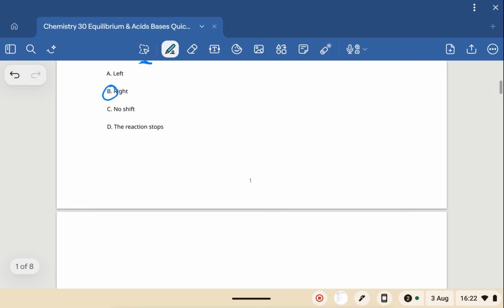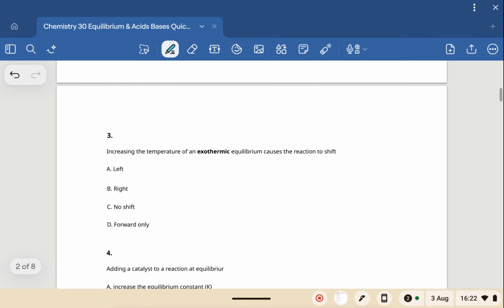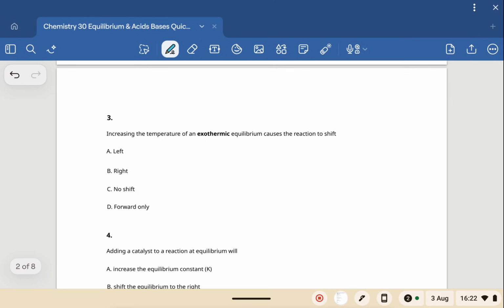Number 3, this one is asking if you increase the temperature of an exothermic reaction, what way would you shift? So if you're exothermic, your heat would be on the product side. So if you add in heat, you shift away. So all exothermic reactions, if you add in heat, you shift to the left.